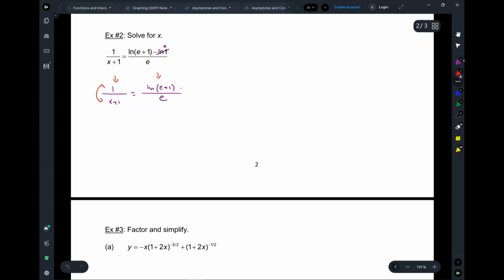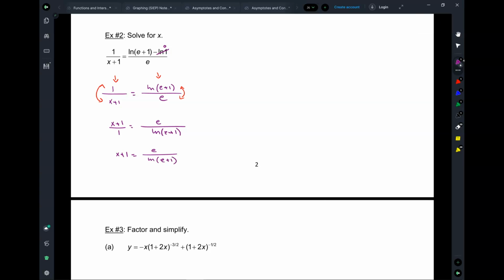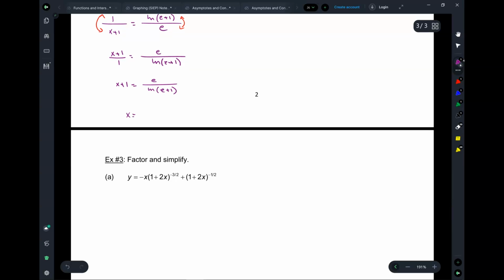So if I flip this, all I need to do is flip that, which means I could just do x plus 1 over 1 is equal to e to the ln of e plus 1. What? Really? Yeah. So then, that's just x plus 1. I mean, this is an extra step that I'm writing here, right? And then, so now how do I solve for x? Just subtract 1. E over ln of e plus 1 minus 1.